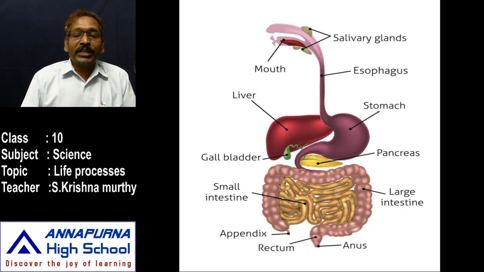Once the food reaches the esophagus, the food freely passes into the stomach, because the esophagus contains mucous membrane. This mucous membrane helps glide the food material into the stomach, and once the food enters the stomach, it occupies different regions.